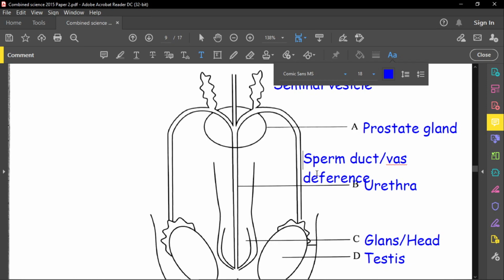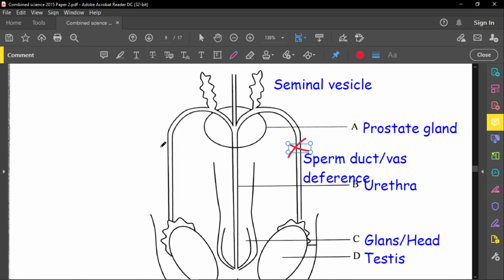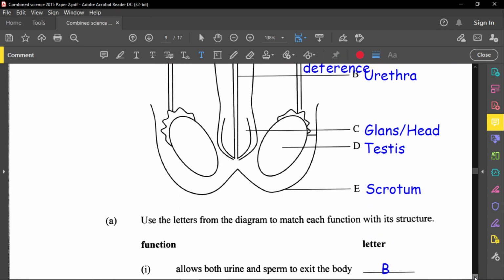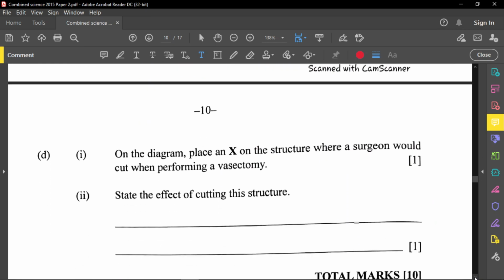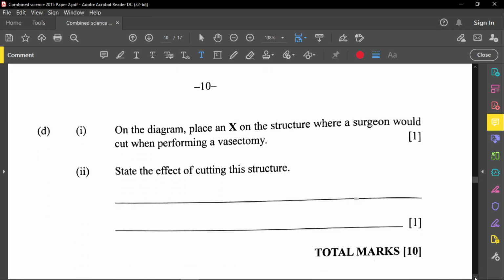So here I'm going to put it on this side. It doesn't matter, I'm going to put it on both sides. Labeling only one is fine, but the surgeon must cut both. You cannot cut this part right here with the urethra, because you would have a problem urinating as well. That would be kind of dangerous, because both urine and sperm come through the urethra, so you cannot cut that part. Now, let's jump on to the next part of the question. It says state the effect of cutting this structure.